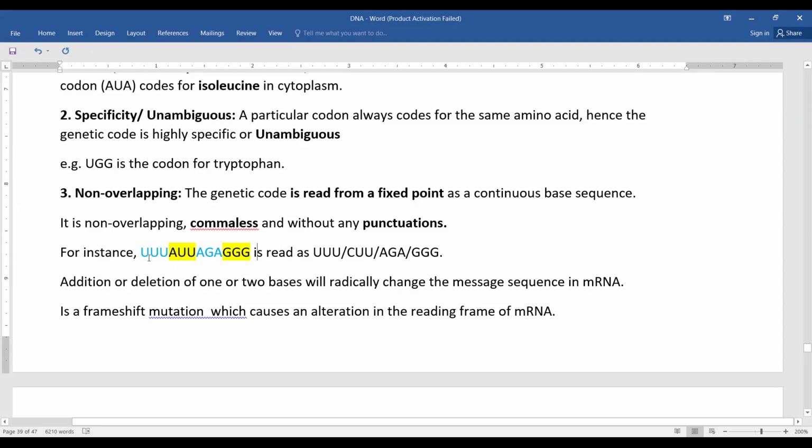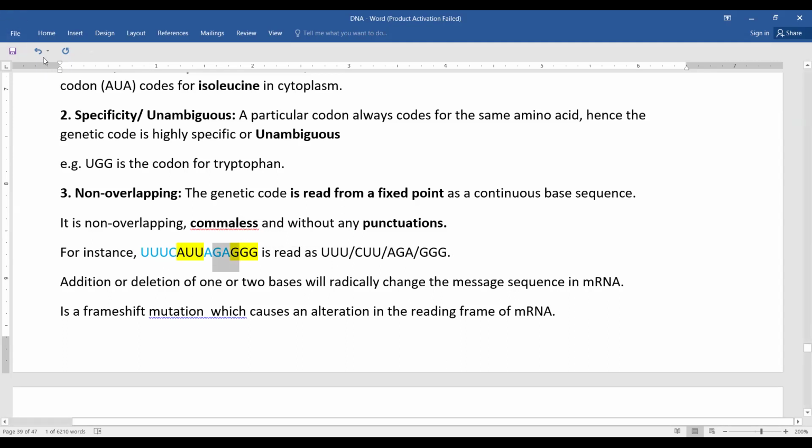So there are no commas between the triplet codons, there are no punctuations, and they are not overlapping. There is no reading of one instead of another; it's first three, next three, next three, like that. No overlapping, no commas, no punctuations. Addition or deletion of one or two bases will radically change the message sequence in mRNA. Similarly, if we add some base here, the first may remain the same but the second changes entirely: it becomes CAU instead of CUU, the third becomes UAG instead of AGA, and the next becomes GAG instead of GGG.